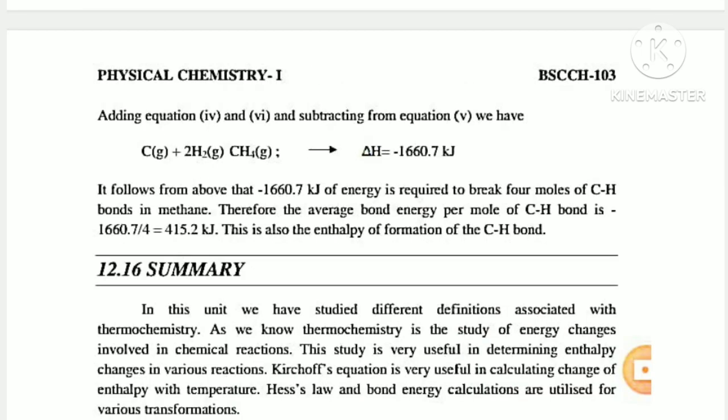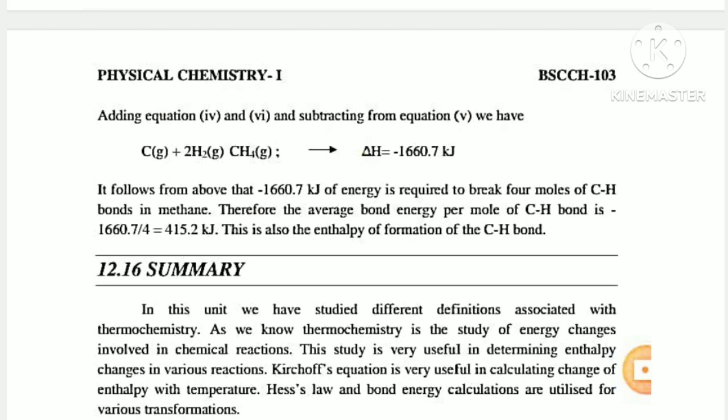Adding equations 4 and 6 and subtracting from equation 5, we have C plus 2H2 is equal to CH4. In this, delta H is equal to minus 1660.7 kilojoule. It follows from above that minus 1660.7 kilojoule of energy is required to break 4 moles of C-H bonds in methane.